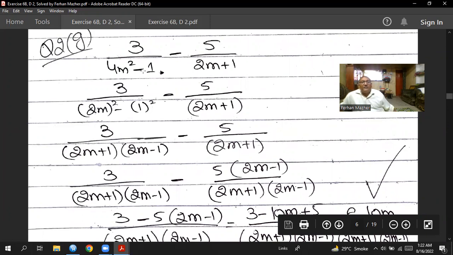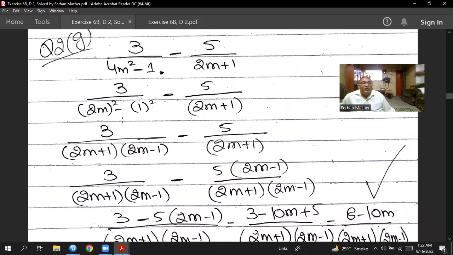3 divided by 4m square minus 1, minus 5 divided by 2m plus 1. So this can be written as (2m) whole square minus 1 square, the difference between two perfect squares. So this will be (2m plus 1)(2m minus 1), and 3 divided by that, minus 5 divided by 2m plus 1.